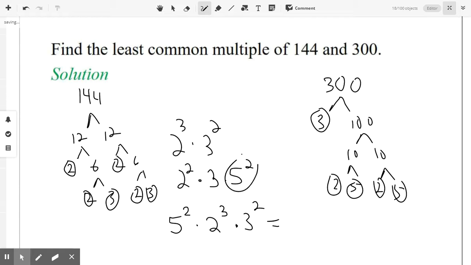So then I multiply these together. So that's what? 25 times 8 times 9. And let me pull my phone up over here and see if I can do that on my calculator. 25 times 8 times 9 is 1800. So the least common multiple is 1800.